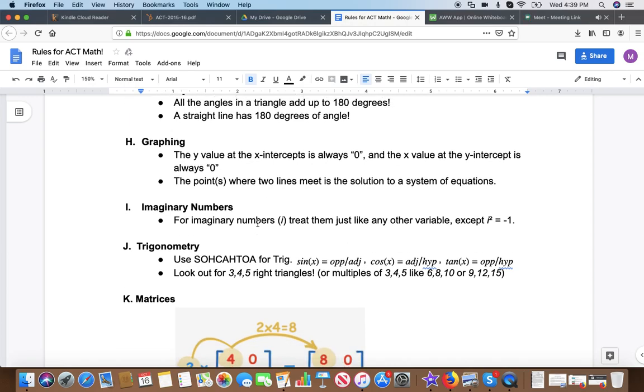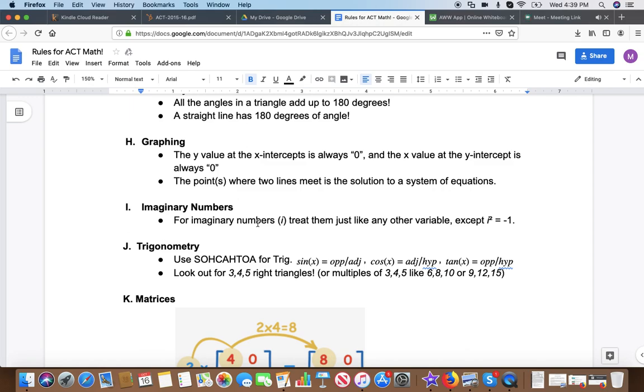The y value at the x-intercepts is always 0, and the x value at the y-intercept is always 0. Stop and think about that for a minute. Does that make sense? Why? On the x-axis, wherever a line or a parabola or anything intercepts the x-axis, the y value is always 0. Does that make sense? Yes.